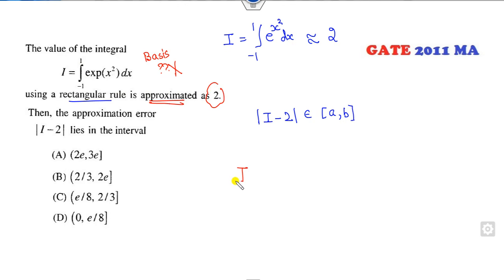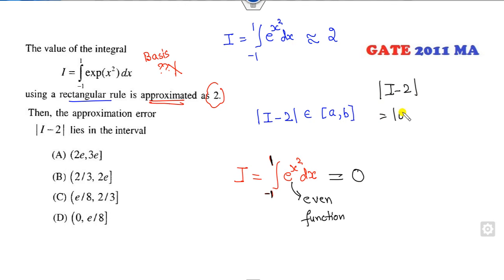Can you find this integration? Can you solve this integration? No. But you can find this value very easily. Why? Because you can see this is an even function. Once this is an even function, then the limit from minus 1 to plus 1, the answer will be 0. Once it is 0, then what is the value of I minus 2? It is 0 minus, it will be 2. Now you have to look at the interval in which the value of 2 lies.